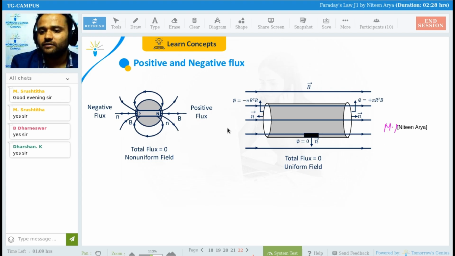Is this clear, everyone? This is very easy, obviously, if you understand. If you try to learn it by rote, that is not going to be easy. Believe me, nothing is ever going to be easy, specifically in physics, if you try to learn it.